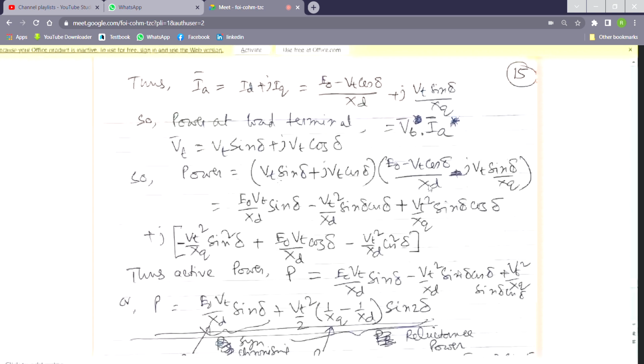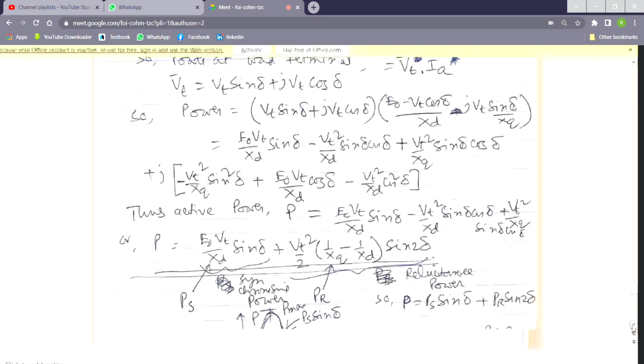Now, if you multiply both of these, you get two parts, one real part and then an imaginary part. So, the real part will be considered as the active power part, and the imaginary part is the reactive power part. So, considering the active power part, the real power part is naturally E0 VT by XD sin delta, minus VT square by XD sin delta cos delta, plus VT square by XQ sin delta cos delta. Now if you just do a little bit of mathematical alteration, and 2 sin delta cos delta is sin 2 delta. So if you take common, it will be VT square by 2 times 1 by XQ minus 1 by XD sin 2 delta.